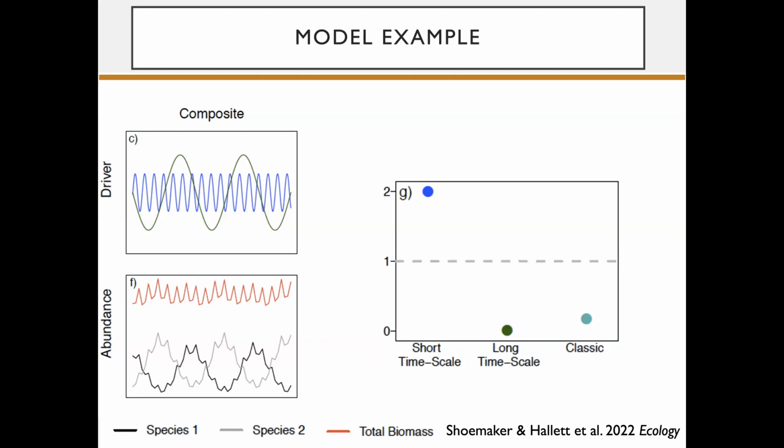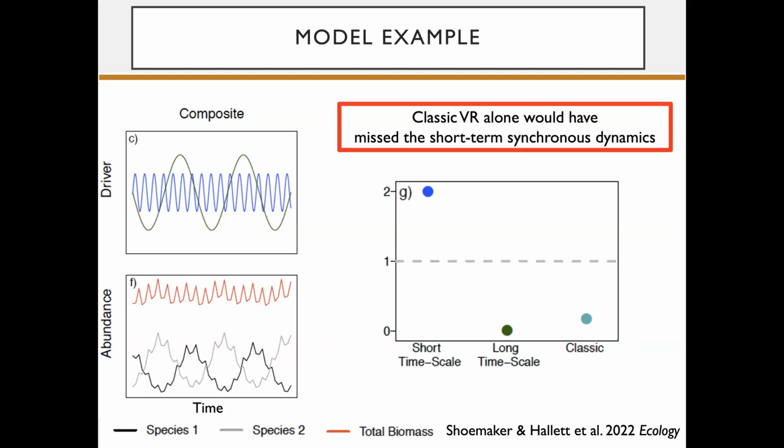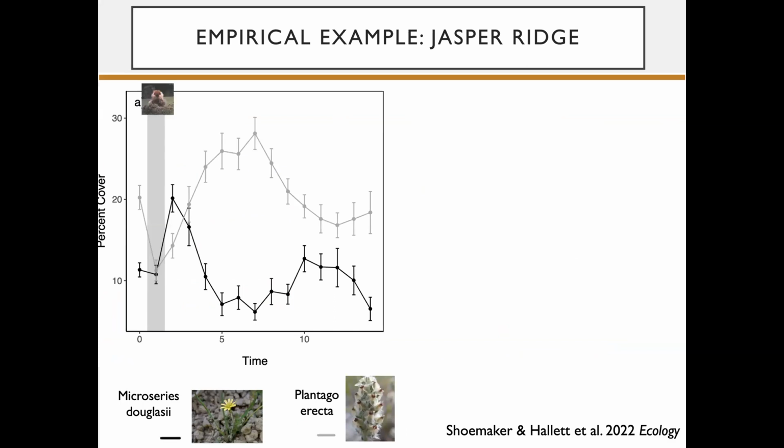And so, put a pin in that for what that would mean for a lot of our studies, which are often shorter term. When we think about this, a classic variance ratio would miss a lot of those drivers that might be important. So we thought, okay, this is a nice thought experiment, but let's think about it empirically.